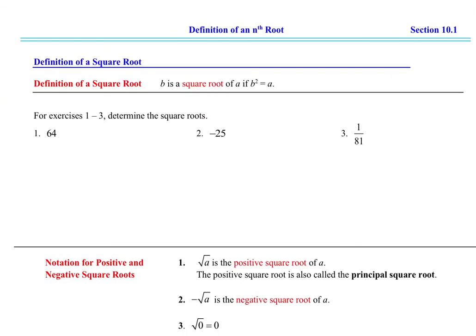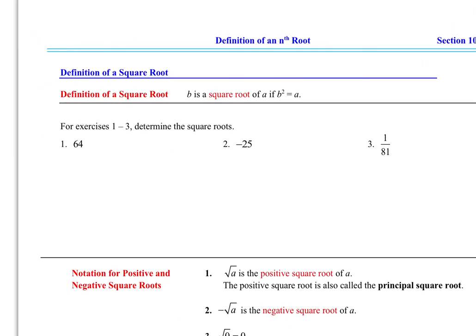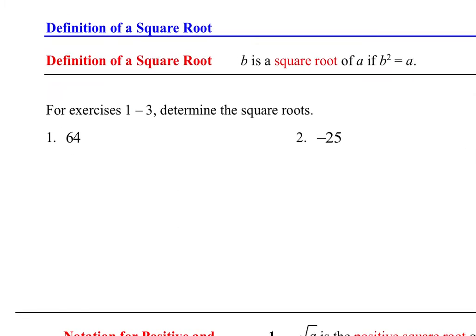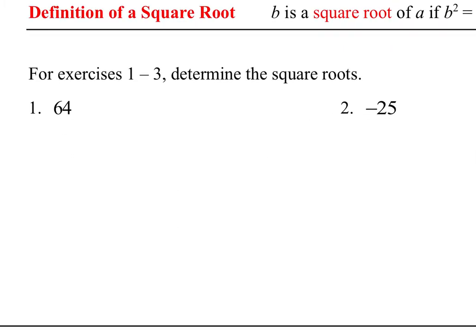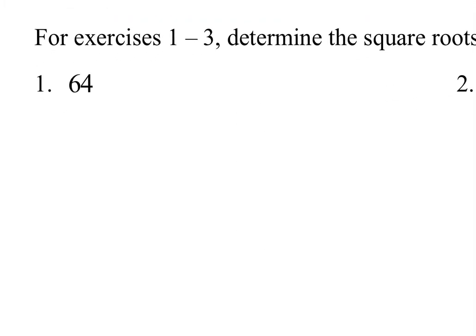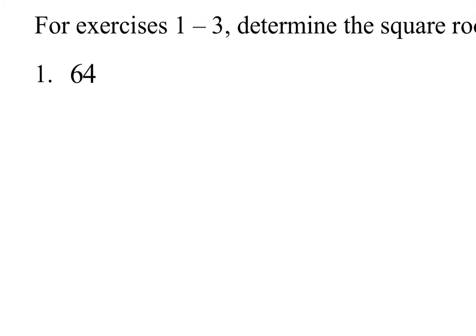In section 10.1, we're looking at the definition of an nth root. So a square root, you can say b is a square root of a if b squared equals a. For problems 1 through 3, we want to look at the square roots of these numbers. So what is the square root of 64?